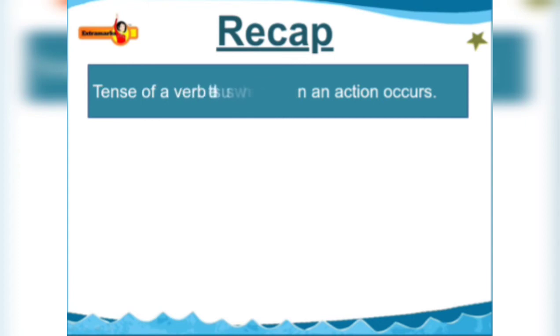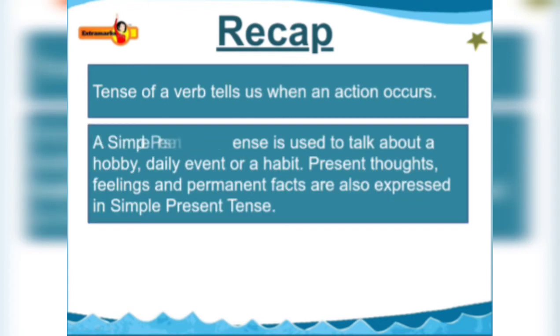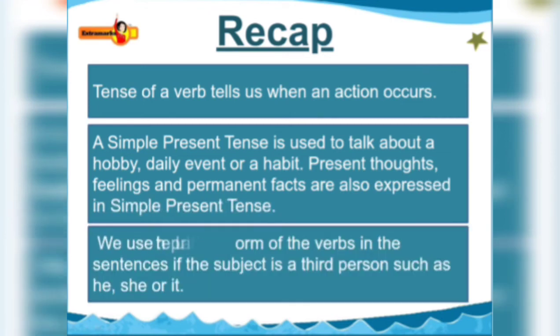Now let's recap. Tense of a verb tells us when an action occurs. A simple present tense is used to talk about a hobby, daily event, or a habit. Present thoughts, feelings, and permanent facts are also expressed in simple present tense. We use the singular form of the verbs in the sentences if the subject is a third person, such as he, she, or it.